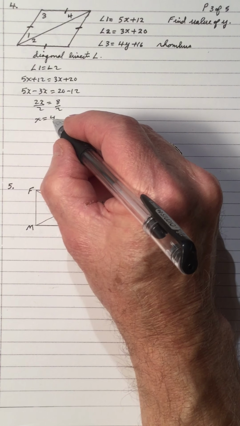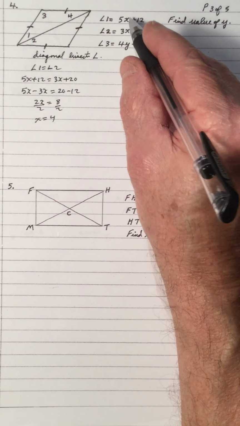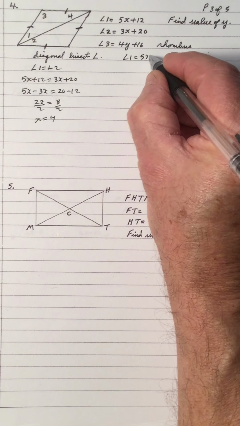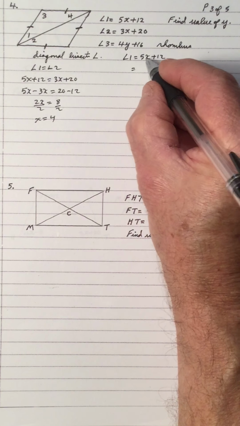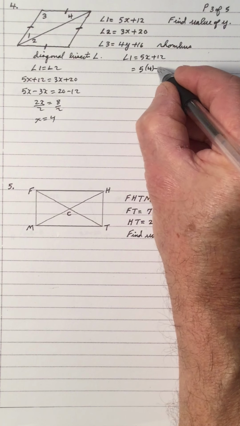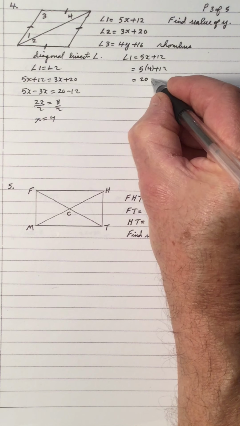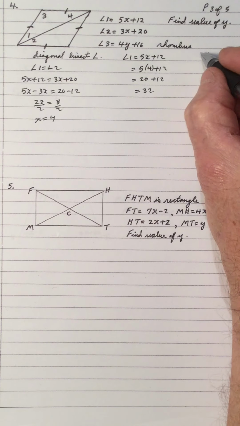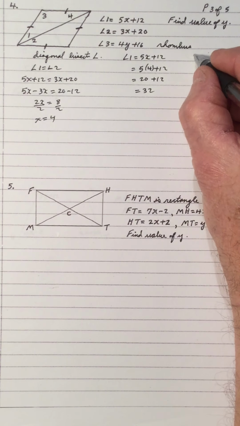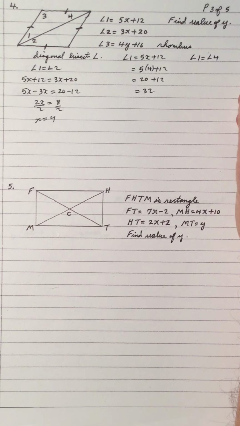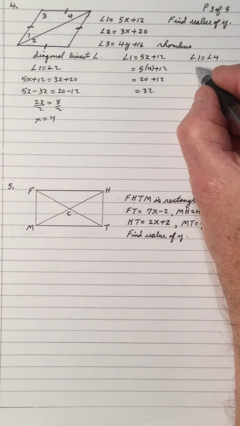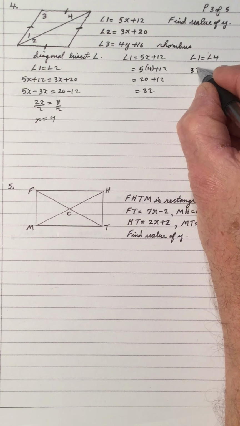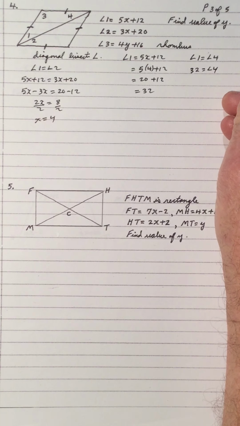Now we have x is equal to 4. That means that we have angle 1 is equal to 5x plus 12, so x is 4, so 20 plus 12 is 32. But we also know that angle 1 is equal to angle 4 because of the ITT. That means that if angle 1 is 32, that means that angle 4 must be 32.